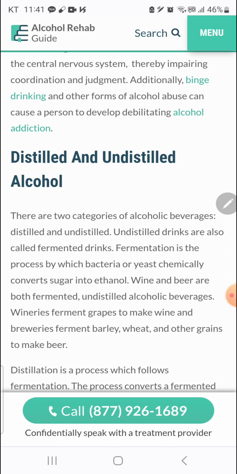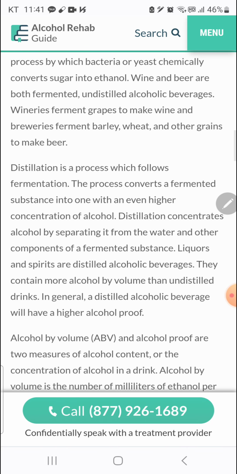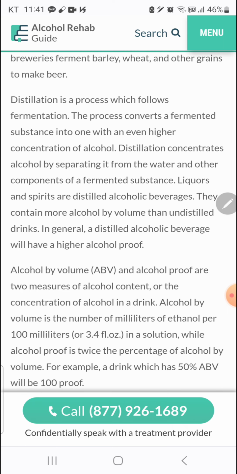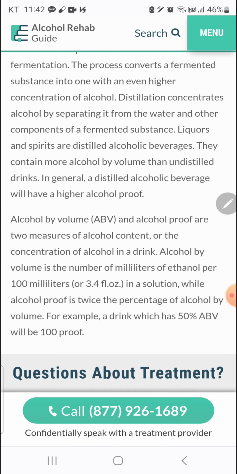Undistilled alcoholic beverages. Wineries ferment grapes to make wine, and breweries ferment barley, wheat, and other grains to make beer. Distillation is a process which follows fermentation. The process converts a fermented substance into one with an even higher concentration of alcohol. Distillation concentrates alcohol by separating it from the water and other components of a fermented substance.